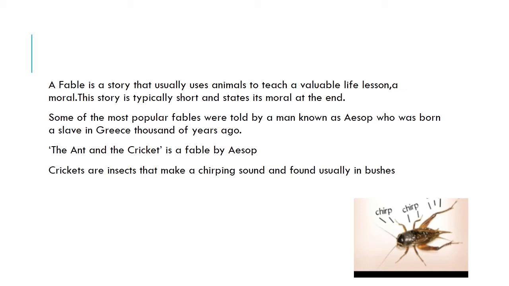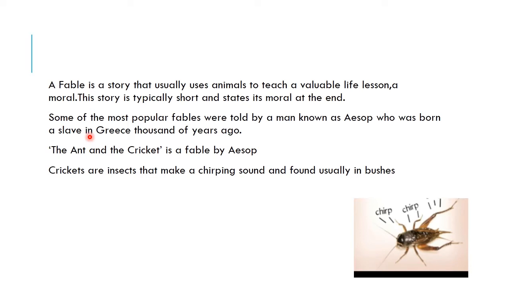What is a fable? A fable is a story that usually uses animals to teach a valuable life lesson. The story is typically short and states its moral at the end. Some of the most popular fables were told by a man known as Aesop, who was born a slave in Greece thousands of years ago.